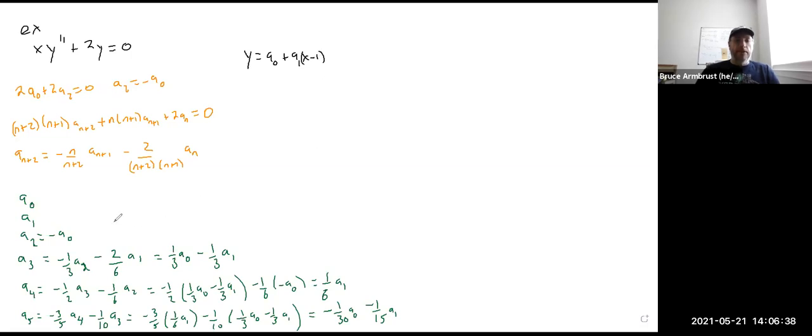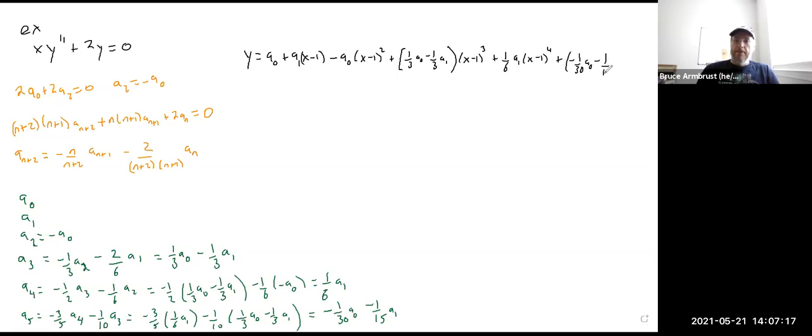Okay, so then we would get a2. Well, we saw a2 was negative a0, so we're going to get minus a0 times x minus 1 squared. Then we're going to get a3. Well, a3 was 1 third a0 minus 1 third a1 times x minus 1 cubed. And then we're going to get a4, 1 sixth a1 times x minus 1 to the fourth. And then we're going to get a5, minus 1 30th a0 minus 1 15th a1 times x minus 1 to the fifth, plus dot, dot, dot.